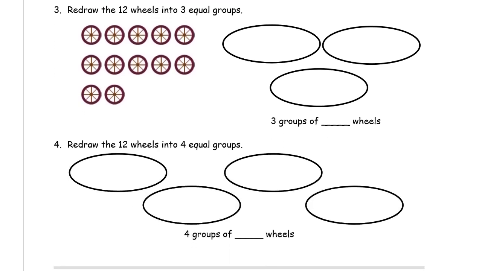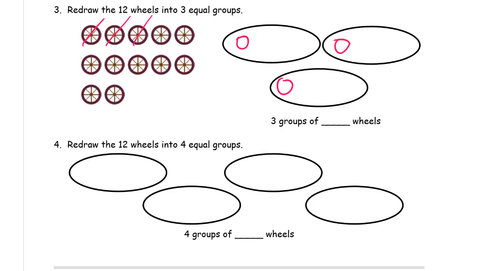It says redraw the 12 wheels into three equal groups. So here's what I'm going to do. I don't know how many wheels are going to be in each group. I'm just going to cross them off as I go. There's a wheel. I'm going to redraw that wheel. And I'm going to redraw this wheel. Now they all have the same number. They're all equal groups of one.